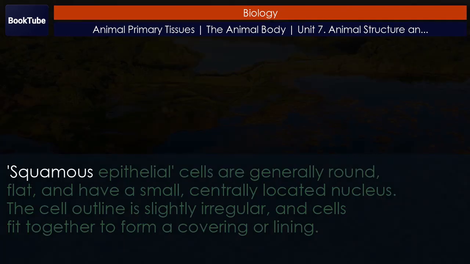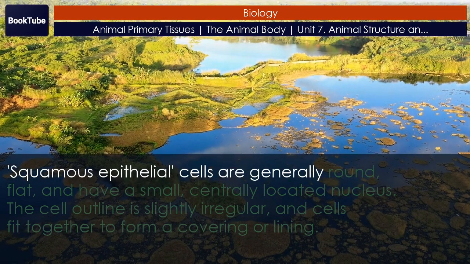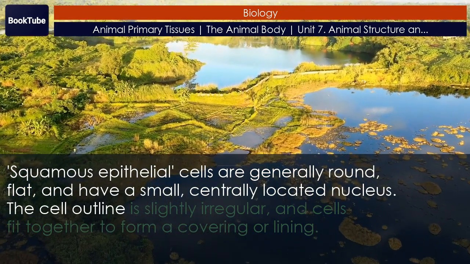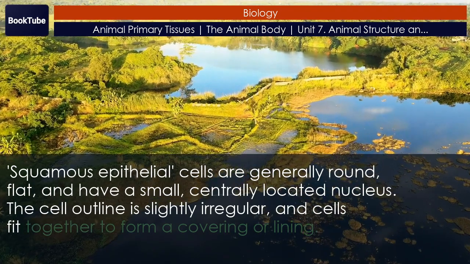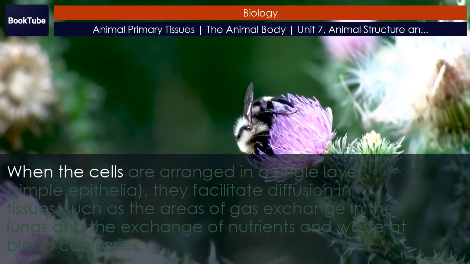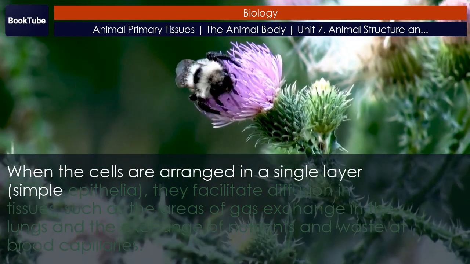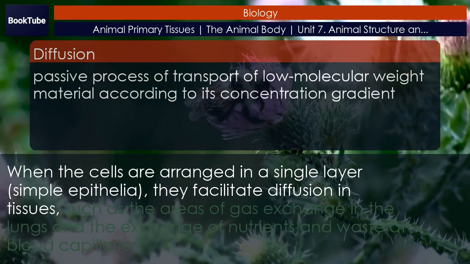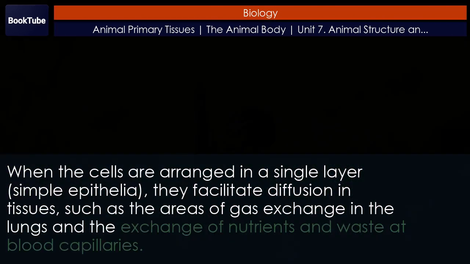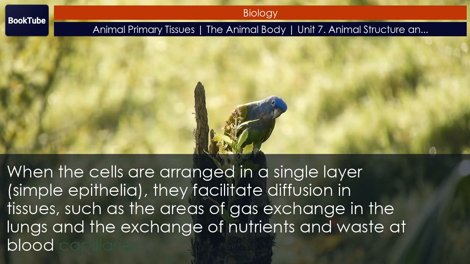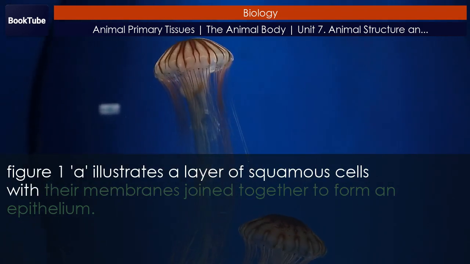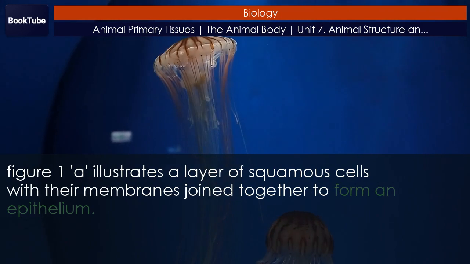Squamous epithelia. Squamous epithelial cells are generally round, flat, and have a small, centrally located nucleus. The cell outline is slightly irregular, and cells fit together to form a covering or lining. When the cells are arranged in a single layer, simple epithelia, they facilitate diffusion in tissues, such as the areas of gas exchange in the lungs and the exchange of nutrients and waste at blood capillaries. Figure 1a illustrates a layer of squamous cells with their membranes joined together to form an epithelium.